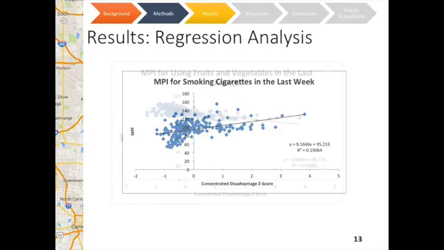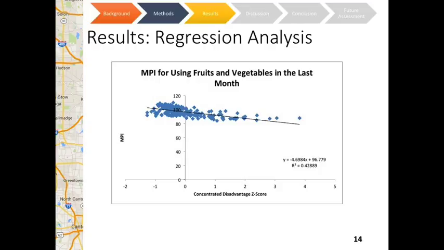Next, as CD increases, the MPI for using fresh fruits and vegetables in the last month decreases.